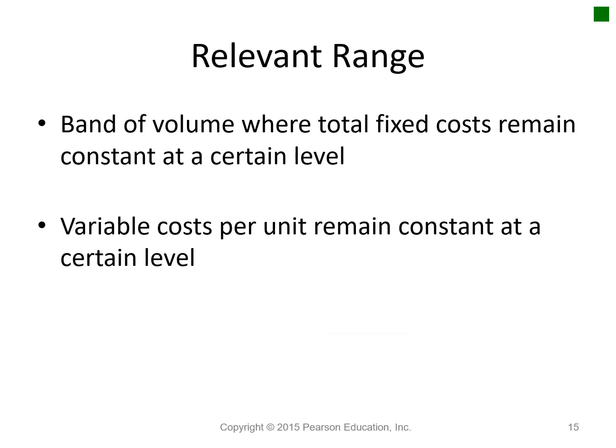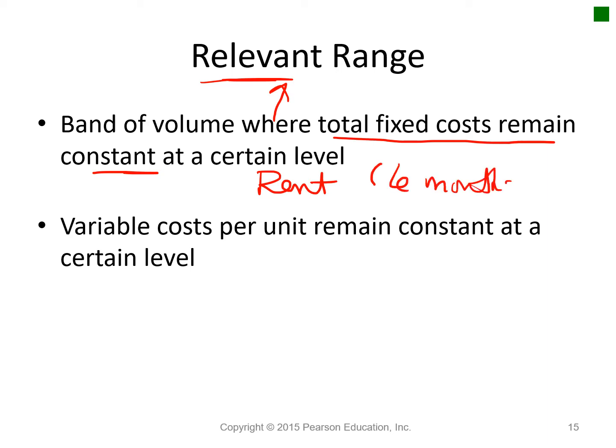Now you notice earlier I said relevant range, and let's make sure you understand relevant range is really what makes all of those relationships valid. When we talked about total fixed costs remaining constant within a relevant range, that could be for 6 months. For example, rent. Rent is fixed for the 6 months. So for the next 6 months of activity, that's your relevant range. Variable cost per unit remains constant at a certain level, and that certain level is within the relevant range.